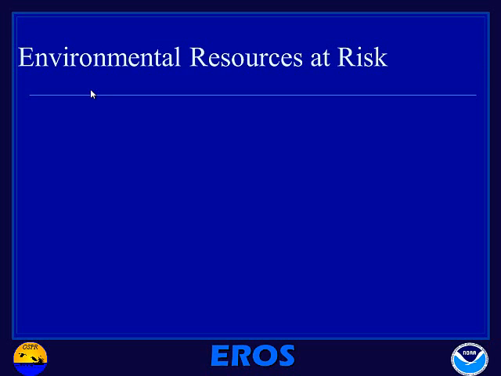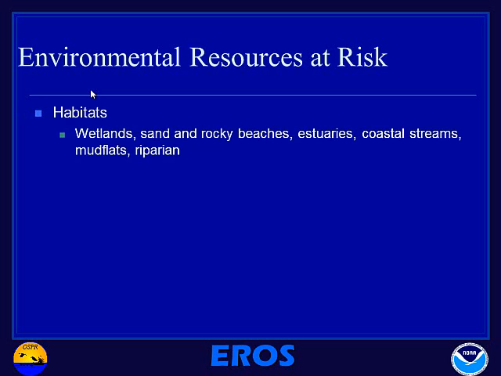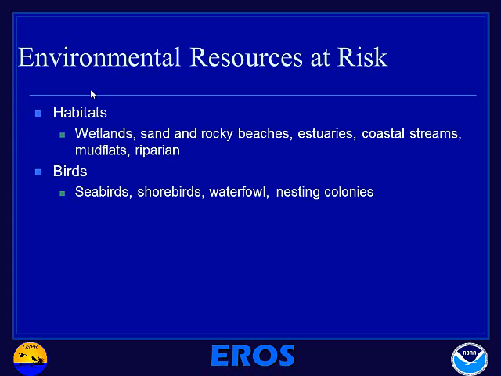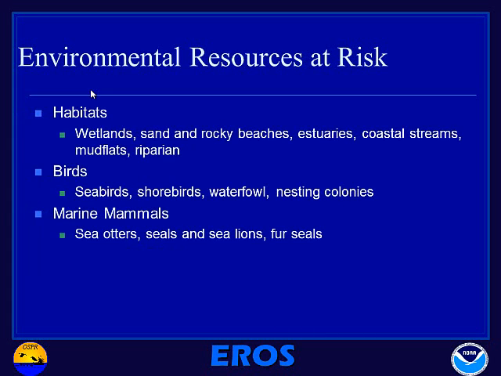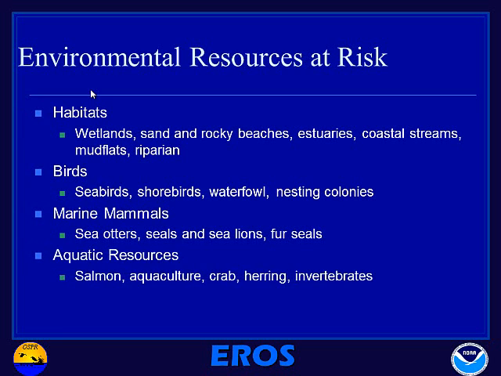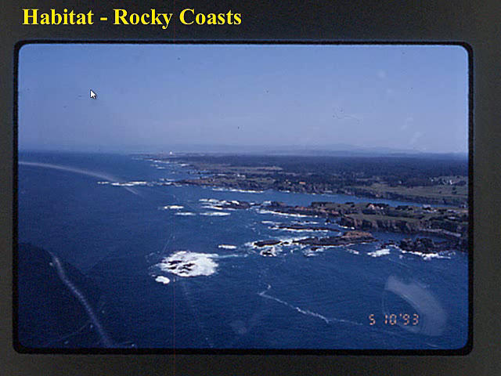So, environmental resources at risk. Now we're talking about it in the general sense of the term: habitats, wetlands, beaches, estuaries, things like that. Talking about the birds, the sea otters, pinnipeds, cetaceans, all those things, and also aquatic resources. And down here, aquaculture too is one of the resources we definitely try to look out for, and it's not something that always pops first in everybody's mind.